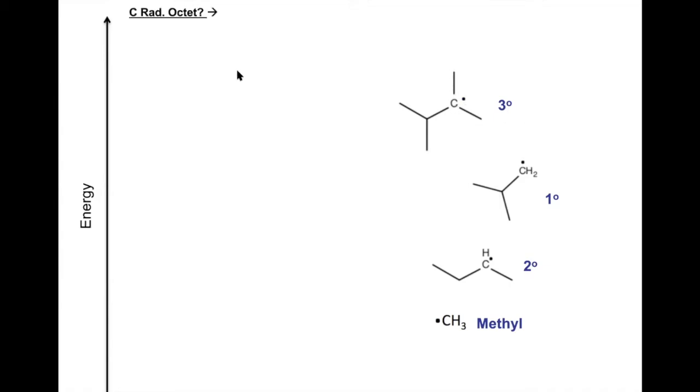All right, so do carbon radicals have an octet? When we do the octet count, are there 8 electrons around there?